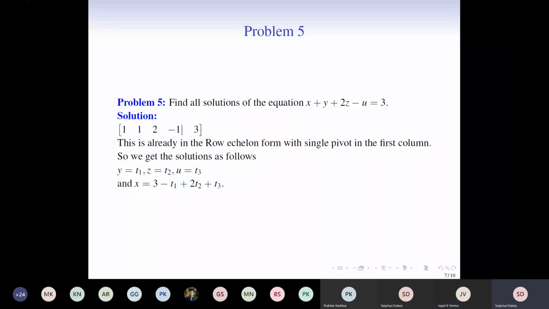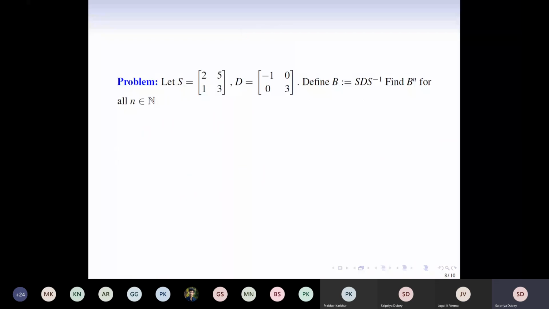So the problem is: let S and D be the given 2 cross 2 matrices. Here we define B to be equal to S D S inverse. Note here that the determinant of S is equal to 1, which is non-zero, therefore the matrix is invertible. So we define B to be equal to this, and it is asked to find B to the n for all n.